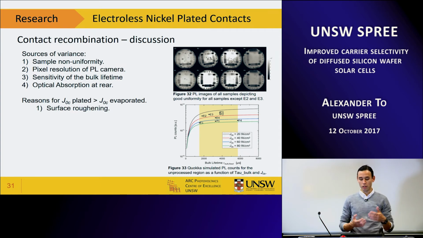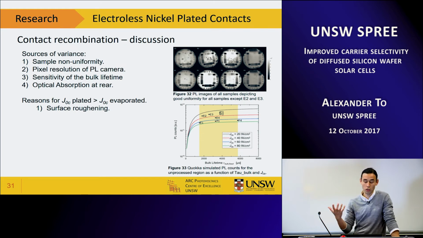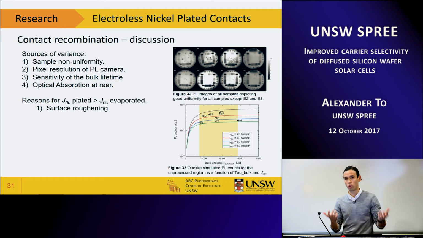But trying to explain why the plated might not be as good as the evaporated, there's likely to be some surface roughening from the etch reactions. We use a very highly alkaline solution to increase the pH of the plating solution to try and get better adhesion and uniformity. However, highly alkaline solutions can etch silicon, although we do know that boron is a good alkaline etch block. So there's some interplay there, and if there is some etching, that's likely to affect your surface recombination.